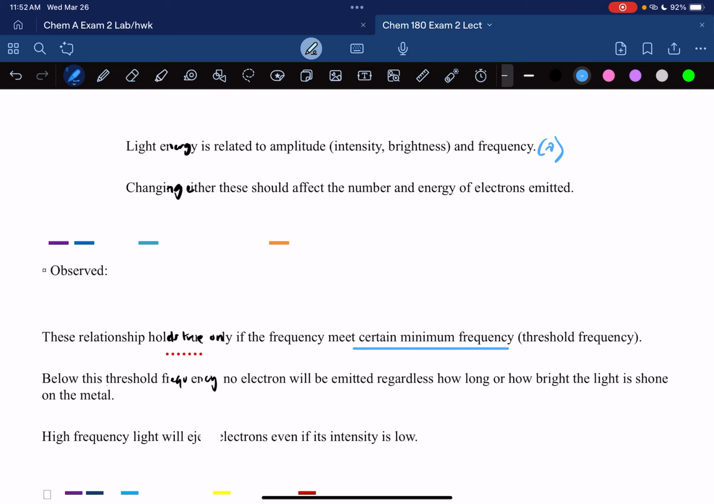You could keep shining the low intensity light for a long time, it will not happen. High frequency though will eject the electron even if the intensity is low. It's just fewer electrons get ejected. Is that clear? Yeah? Any questions?